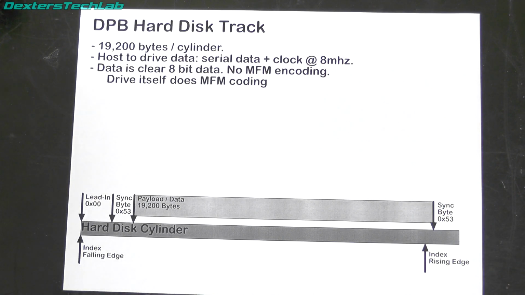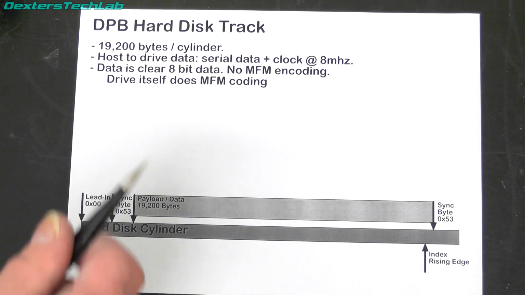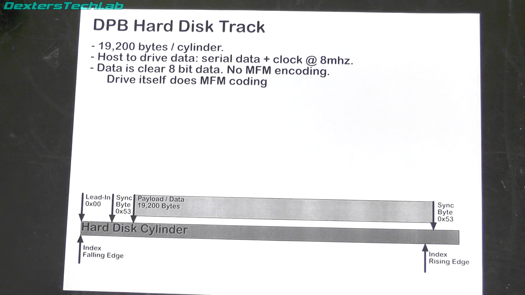So next to look at is the DPB hard disk. Very, very similar to the floppy disk track. We have 19,200 bytes per cylinder. The host to drive data is again the serial data with a clock, but this time it runs at 8 megahertz. Again, the data is clear 8-bit data. It's not MFM encoded by the DPB because the actual drive itself does the MFM coding.